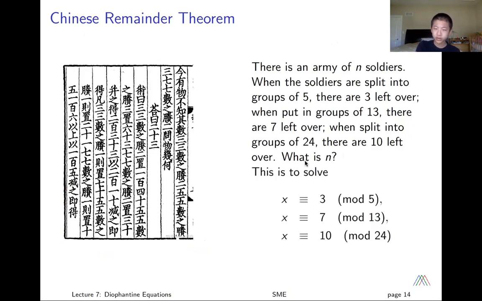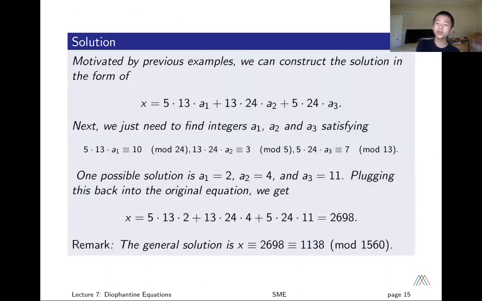Well, first we can write these as some modular equations. So we can write this equation in the form of this. Before it was, I think, mod 5 is equal to 3 here, mod 13 is equal to 7, and mod 24 is equal to 10.